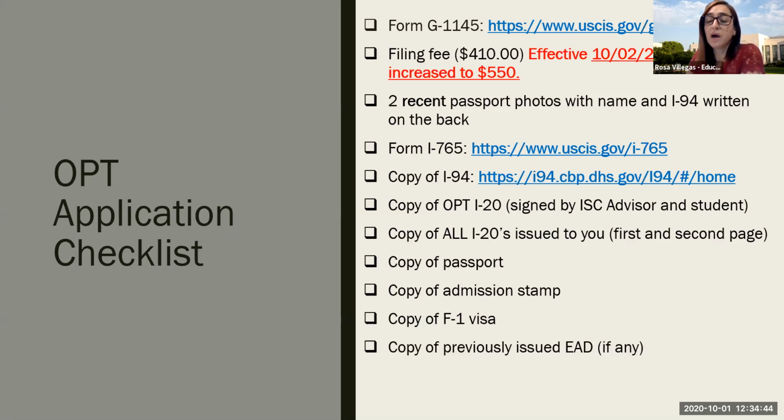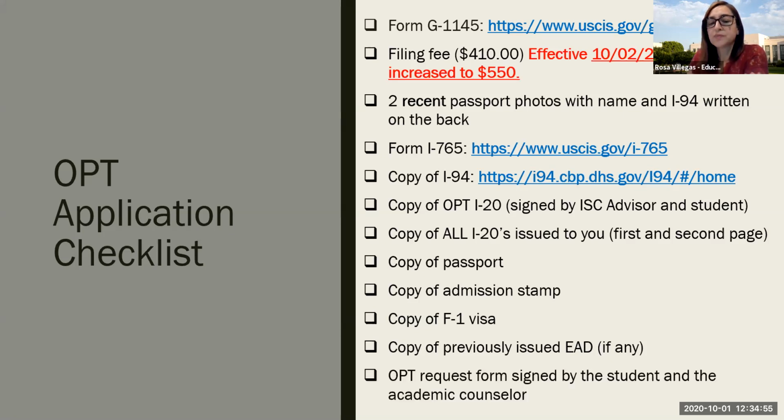And if you ever applied for OPT before and you have an employment authorization document, make sure you include the copy of it. This may or may not apply to all students. And then we're going to need to see the OPT recommendation form signed by you and the counselor.